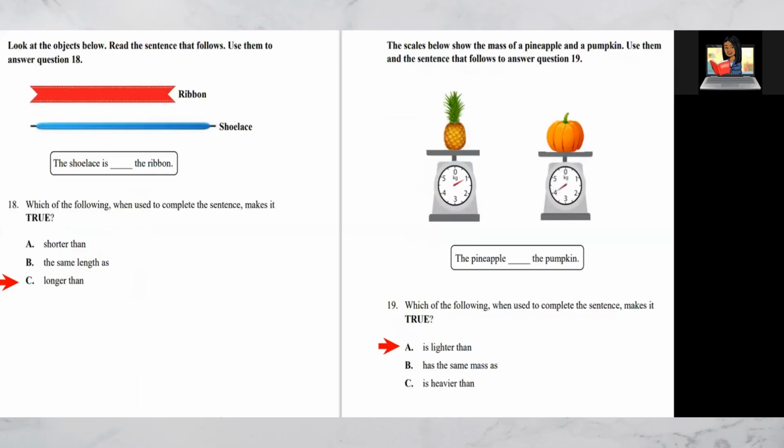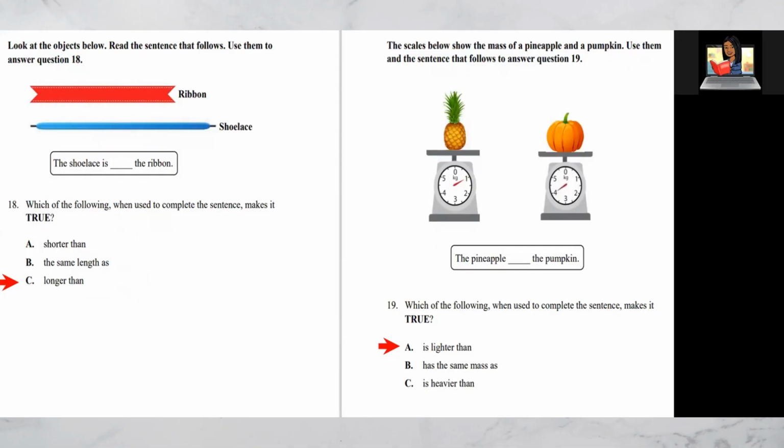Let's go on now to question 18. So we have a ribbon here and a shoelace. The shoelace is longer than the ribbon. Just look at them side by side, children. So question 18 says, which of the following, when used to complete the sentence, makes it true? It has to be that the shoelace is longer than the ribbon, because see how it's right there? You just compare them, the red ribbon and the blue shoelace.